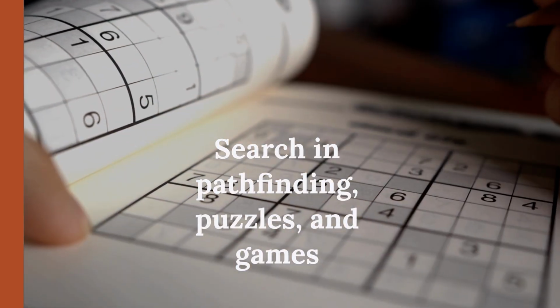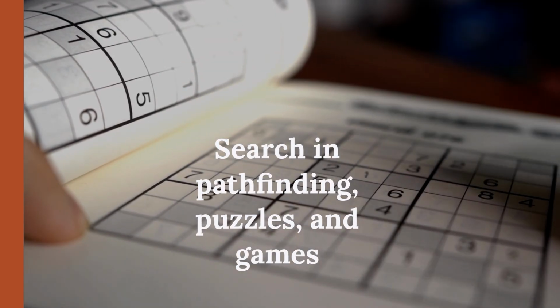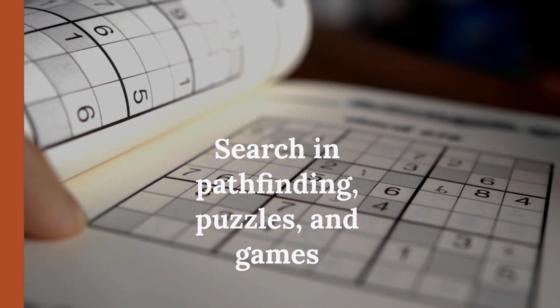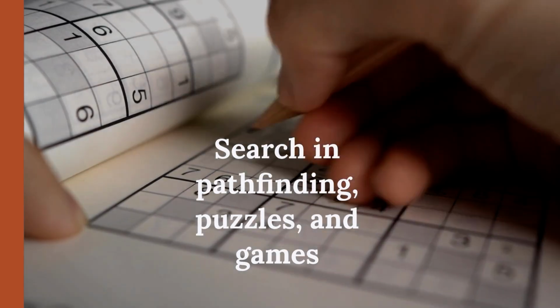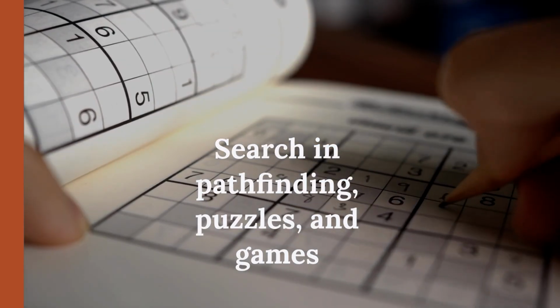Search algorithms are used in pathfinding, puzzle solving, and game playing. Pathfinding appears in navigation for games, robotics, and maps. Puzzle examples include mazes, Sudoku, and the 8-puzzle problem, while game decision-making can use methods such as minimax and alpha-beta pruning.